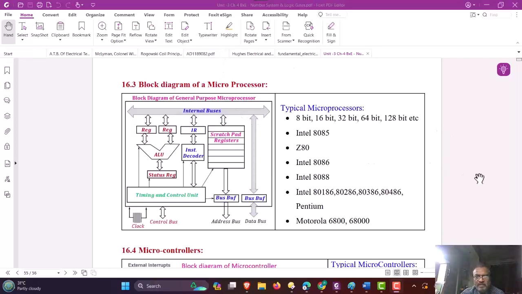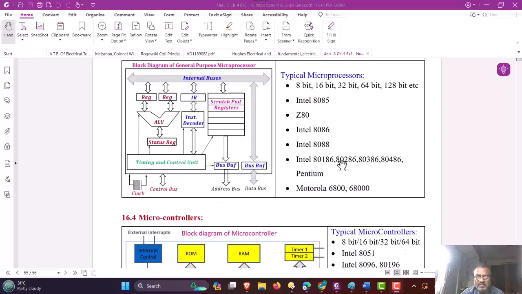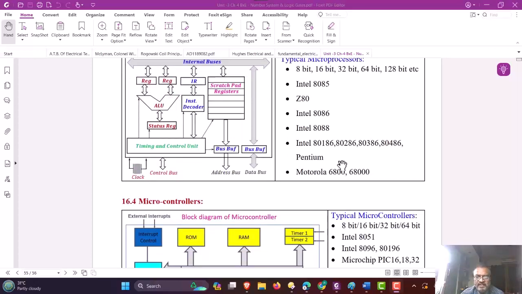A typical example of a microprocessor is from Intel 8085, Zilog 80, Intel 8086, which is a 16-bit processor, Intel 8088, which is the extended version of 8086, which was used in IBM PC first. The Intel processor series called x86 series, 80186, 286, 386, 486, and Pentium. These are the extended versions of 8086 with a lot of features on the chip. Those are developed by Intel.